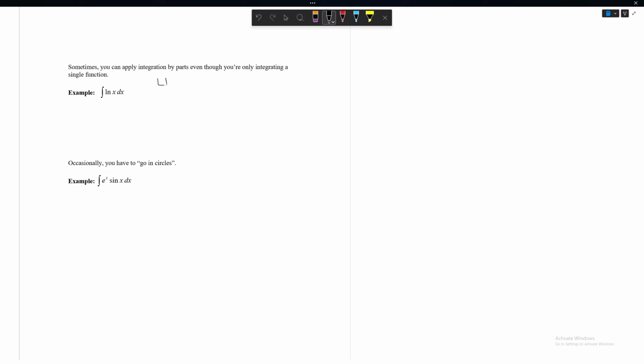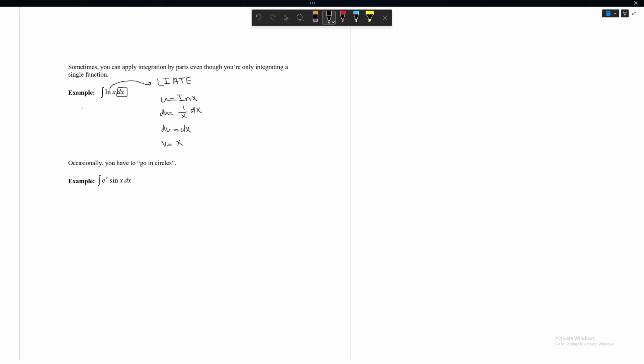And so LIATE says the first thing that comes is log, right? So this is log, and you get my u as ln x and my du. We know how to differentiate ln x, which is 1 over x dx, right? And then my dv gets the rest. What's the rest? This is the only thing that's left, and that means my v equals x.